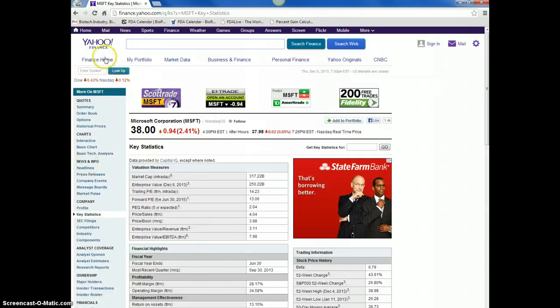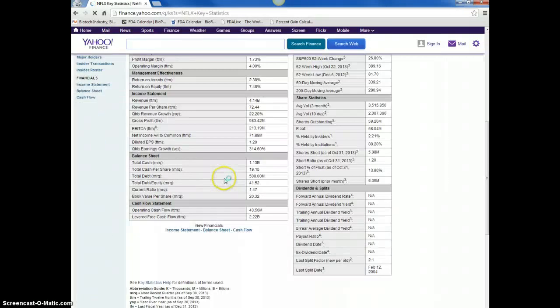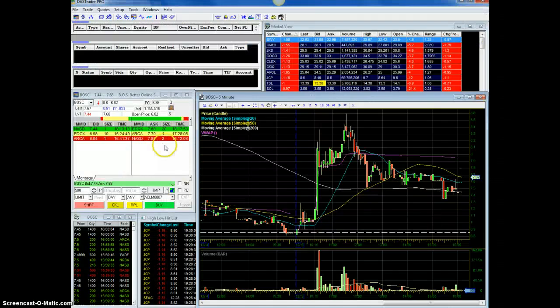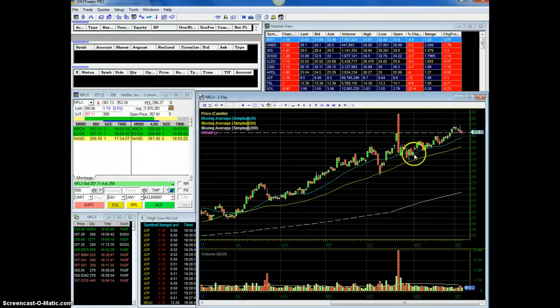If you look at Netflix, float 58 million. Awesome. Anything under 100 million is great, because the daily volume is like 2-3 million for this stock, and everybody knows Netflix moves like crazy. Look at the range on this thing. Look at this day right here. It went from 324 to almost 60 points higher in a day. That's crazy. If you play it right, you can make a lot of money. That's a lot of points.